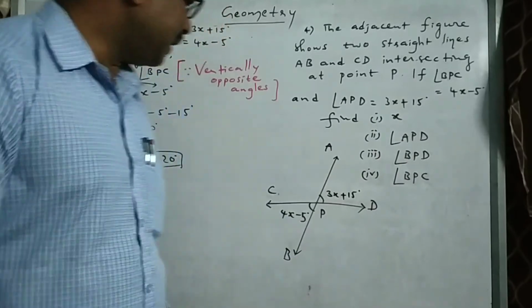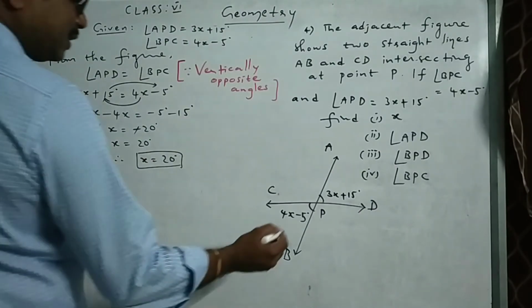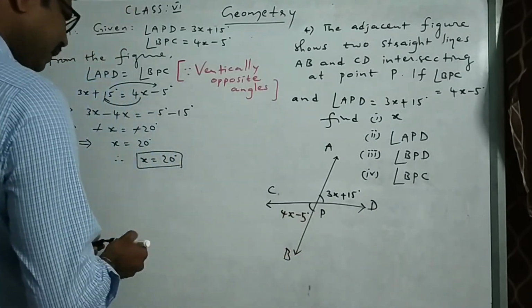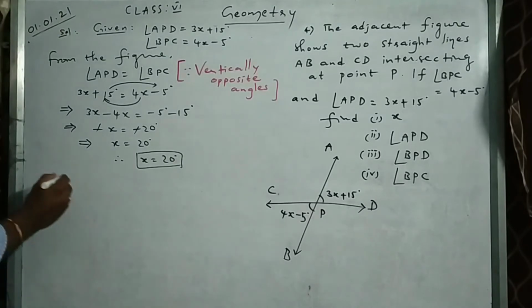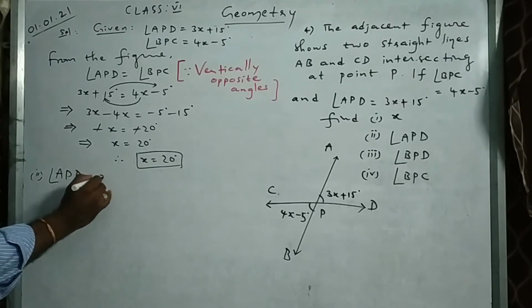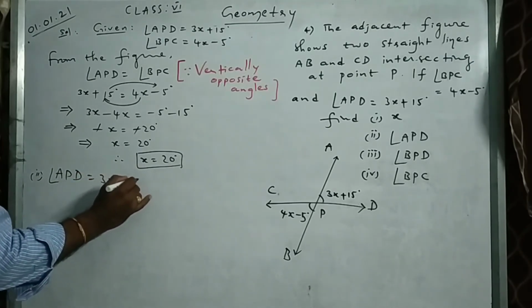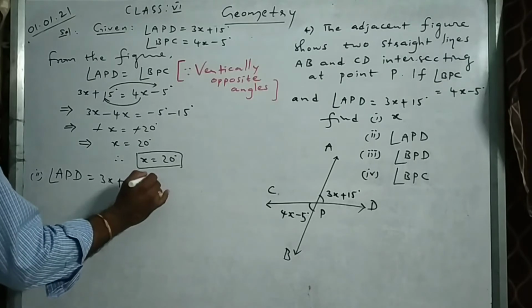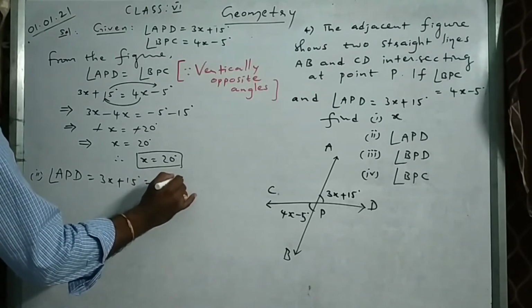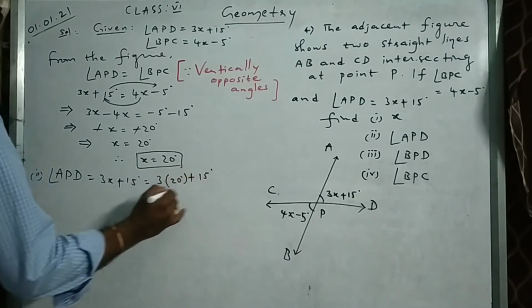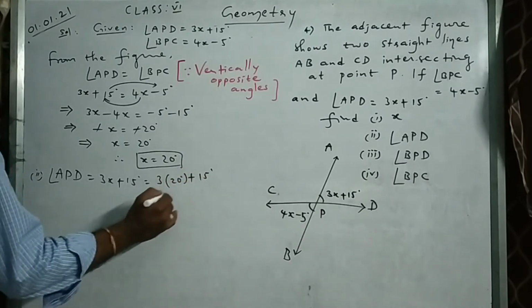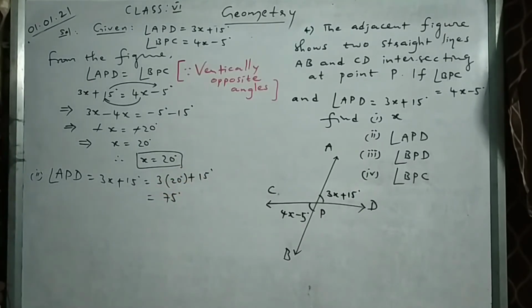X value is 20. Now they are asking the second question, angle APD. Angle APD means we have 3x plus 15, right? 3 into the x value I got here, 20, plus 15. So 3 twenties are 60 plus 15. How much? 75. Second question is over.